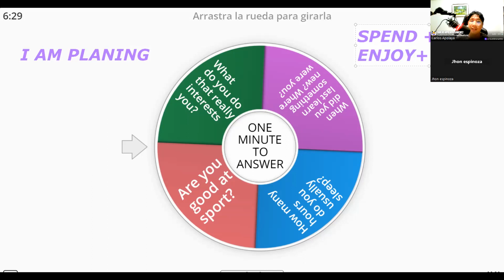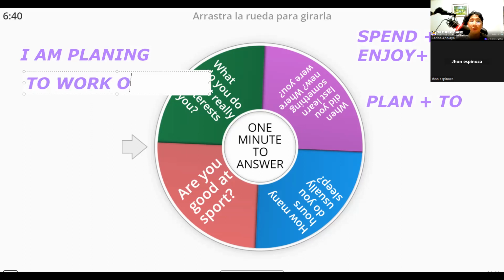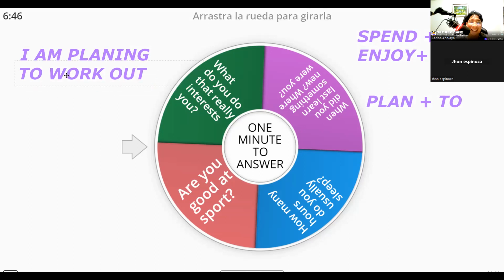After enjoy, ing. But after plan, to. So I am planning what? I am planning to work out. I am planning to work out. You see? Okay. Another question?